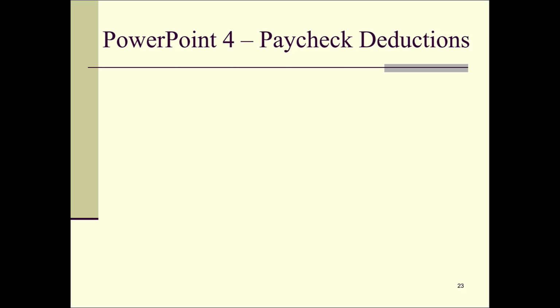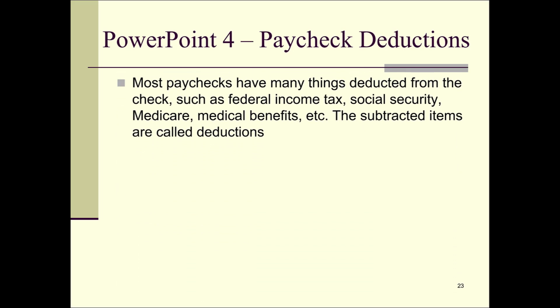In this section, we're going to talk about paychecks. We're going to calculate the deductions and then subtract the deductions from the employee's gross pay to calculate their take-home pay, also called net pay. As you probably know, most paychecks have many things deducted from the check, such as federal income tax, Social Security, Medicare, potentially medical benefits, etc. The subtracted items are going to be called deductions.